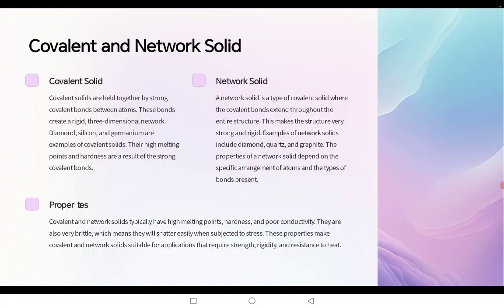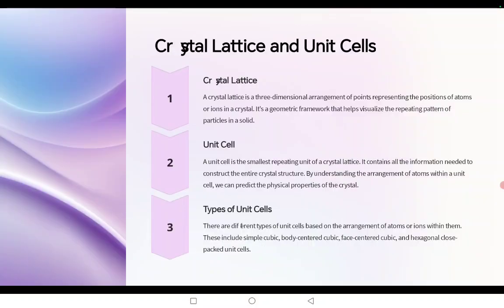Right, the properties of covalent and network solids: they typically have a high melting point, hardness, and poor conductivity. They are very brittle. These properties make covalent and network solids suitable for applications that require strength, rigidity, and resistance to heat. So these are the applications of covalent and network solids.